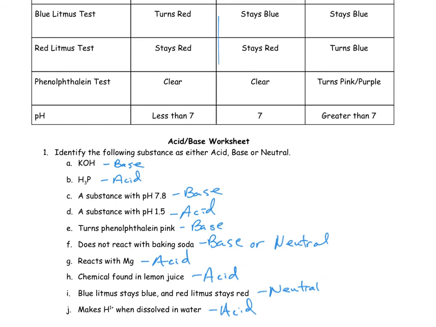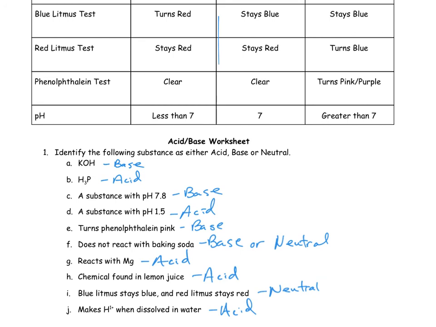For G, if it reacts with magnesium, it could be an acid. For H, the chemical found in lemon juice. Well, lemons taste sour, so it's going to be an acid. If they tasted bitter, then we would say it was a base.